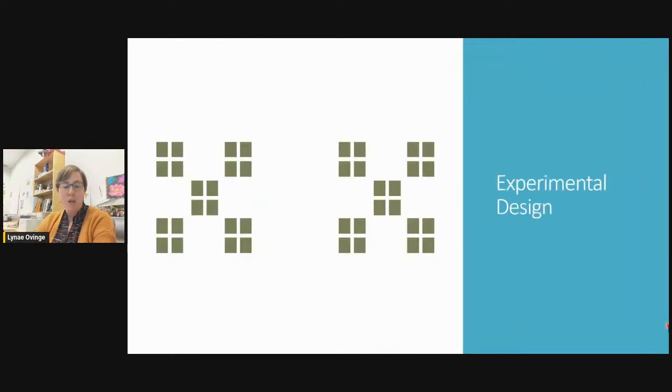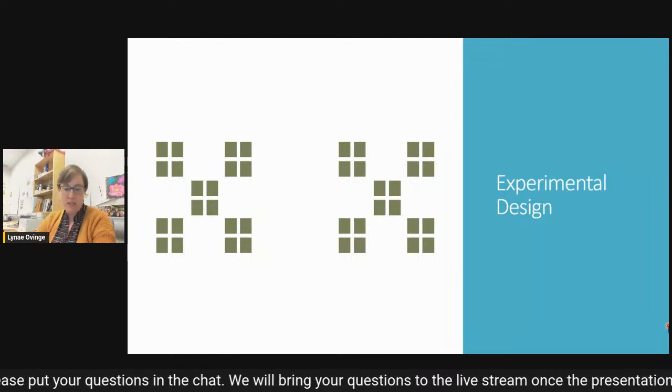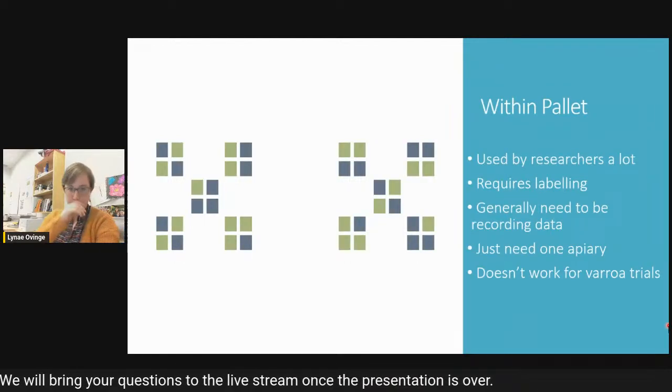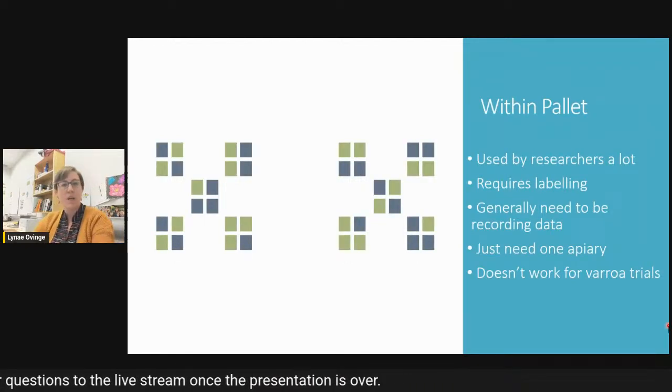So we're going to talk about experimental design. Throughout it, I'm going to use this little graphic. Each of these square boxes is a hive. So this is a yard of 40 hives. And I'll use this to help me explain things throughout. And this is kind of the standard way they might be arranged in Alberta.